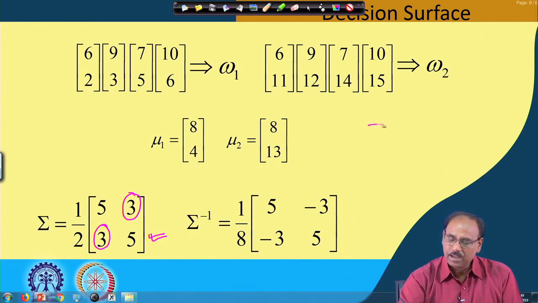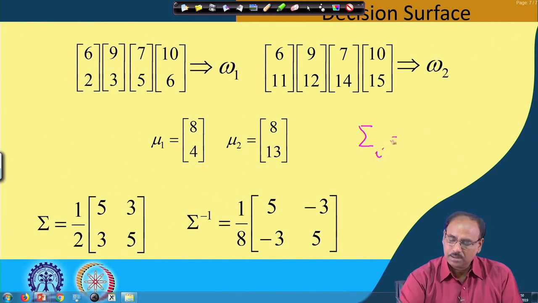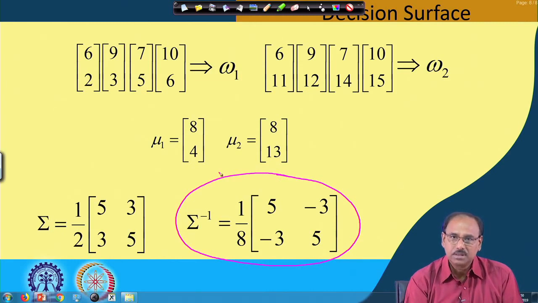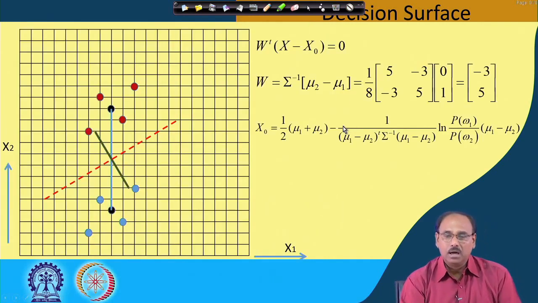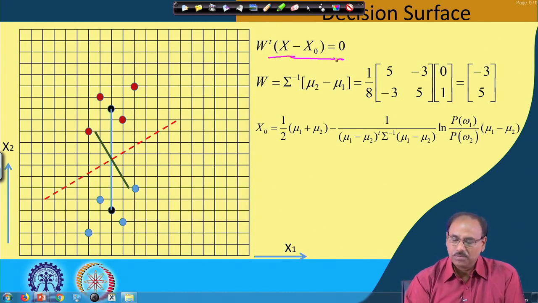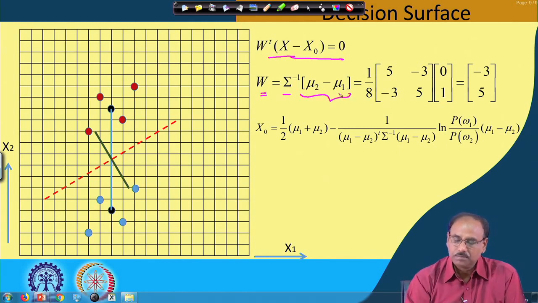So, this comes under the case sigma I is equal to sigma. Once I have this covariance matrix, I can compute sigma inverse, that is the covariance matrix inverse. And using this, as we have seen earlier, I can compute the decision surface, and the decision surface is given by W transpose x minus x naught equal to 0, where W is sigma inverse mu 2 minus mu 1.